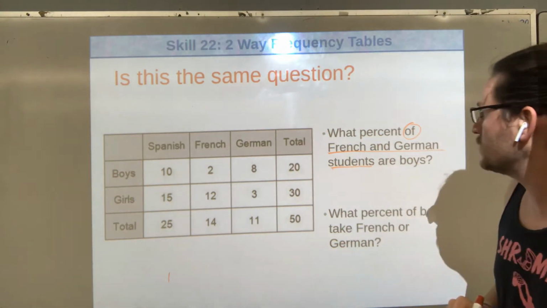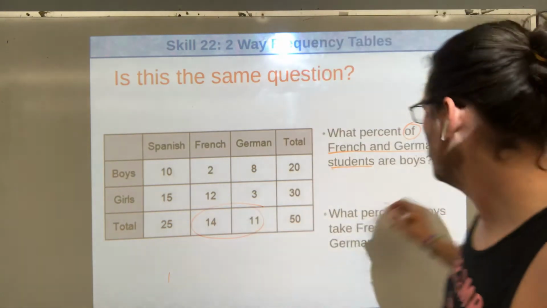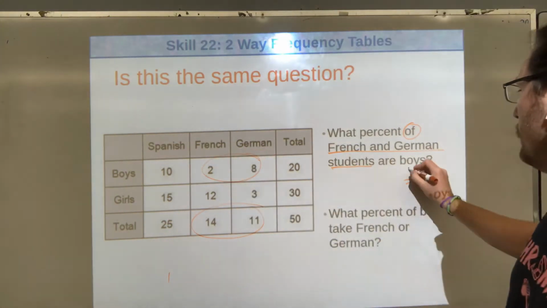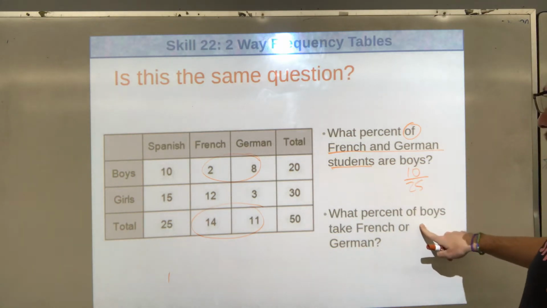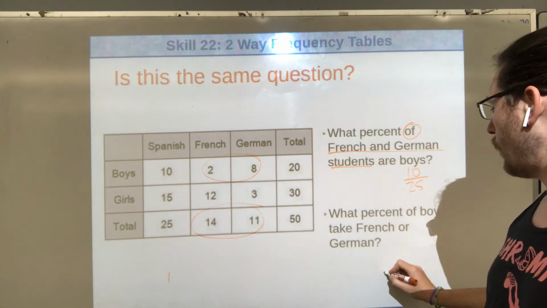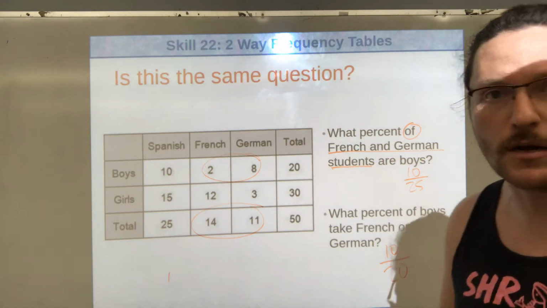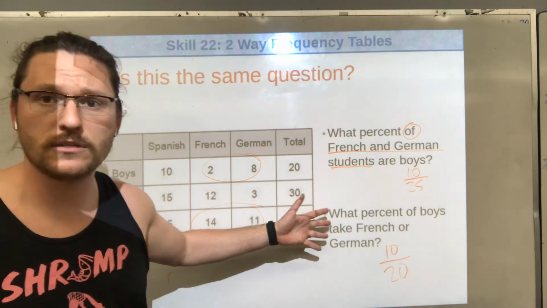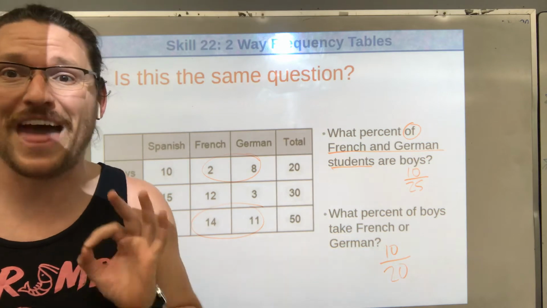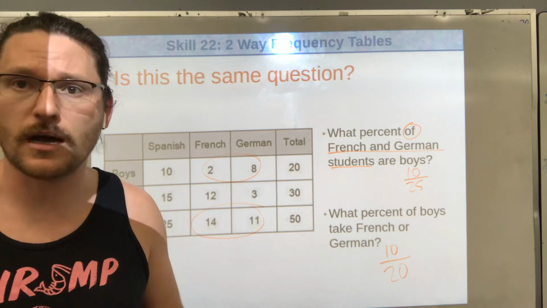Okay, what percent of French and German students are boys? So we would have to look at the French and German students. There are 25 total French and German students, and the ones of those that are boys are 10. Okay, and then here, what percent of boys take French or German? This is the problem we did before. There are a total of 20 boys, and then we have 10 of them that are in either French or German, okay? Again, going from the fractions to the percents will hopefully be the easy part. Making sure your fractions are right in the first place, that's where you get tripped up here. That's the hard part that I'm hoping is kind of starting to come a little bit quicker.